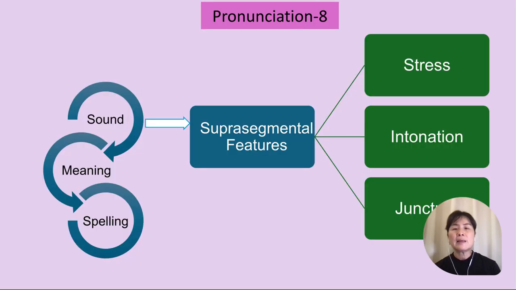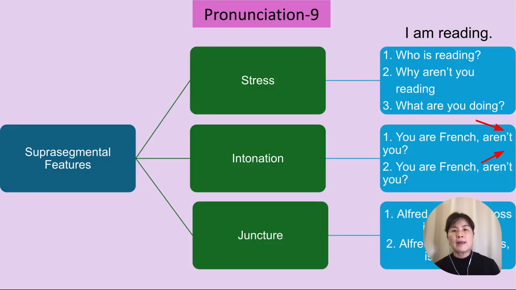And as I mentioned, in addition to segmental features, suprasegmental features like stress, intonation, and junctures are also vital in communication. So for stress, stressed syllables or words are usually pronounced louder or longer, and the pitch is usually higher. Okay, and for intonation, you have rising intonation and falling intonation. And juncture actually refers to the place where you pause within words or sentences. And let's see some examples.